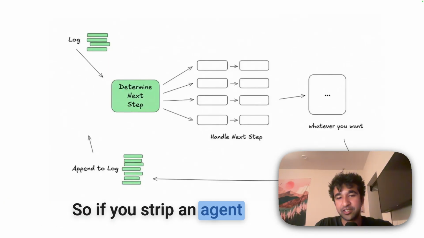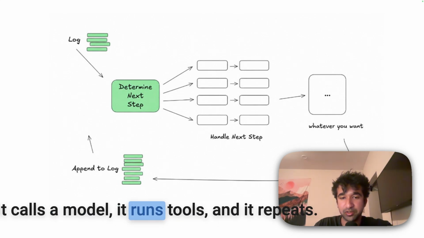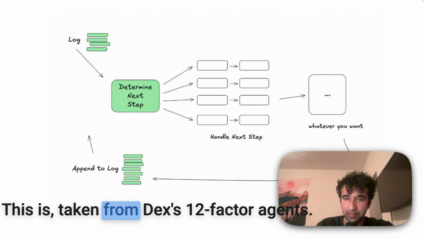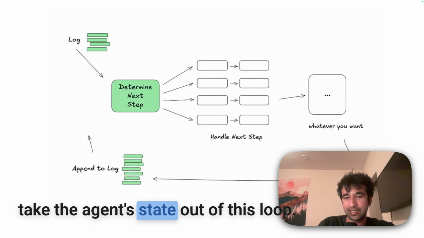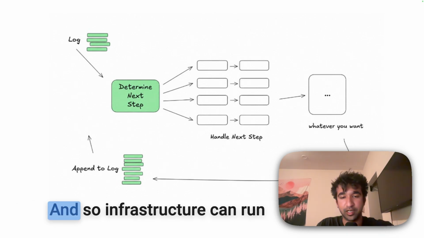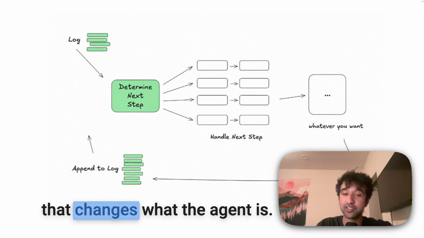So if you strip an agent down, it's really just a loop. It calls a model, it runs tools, and it repeats. This is taken from Dex's 12-factor agents. And the big idea here is that you can just take the agent's state out of this loop. And so infrastructure can run this loop against that state. And that changes what the agent is.